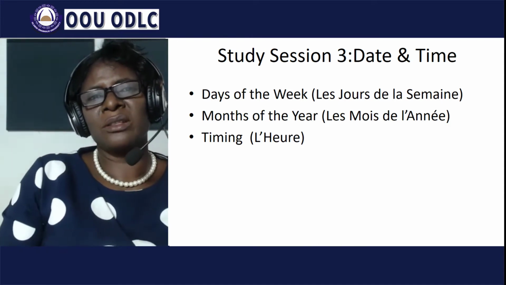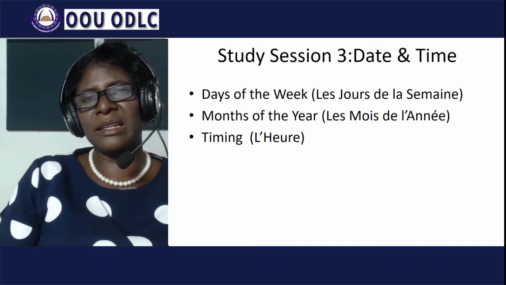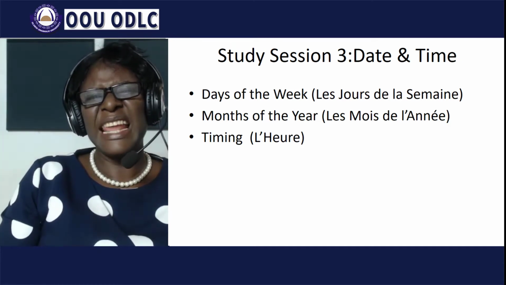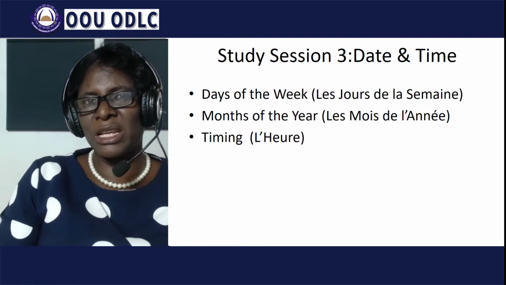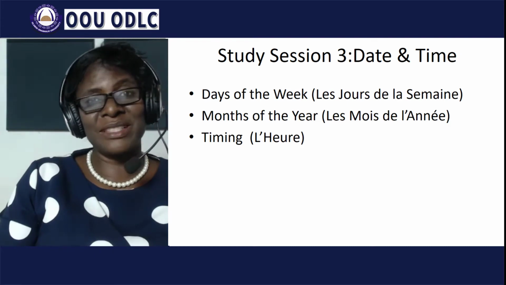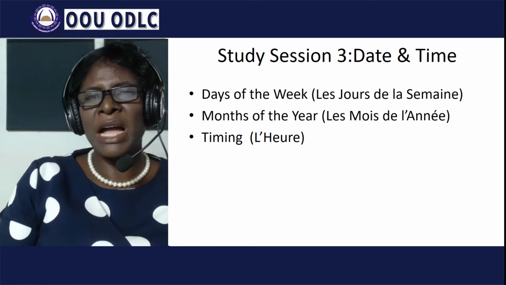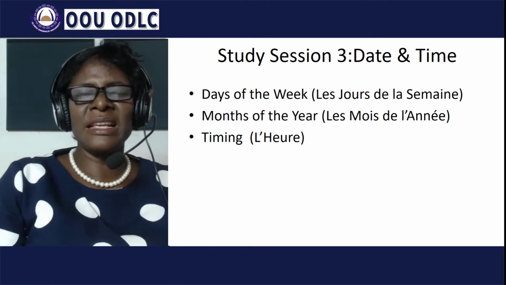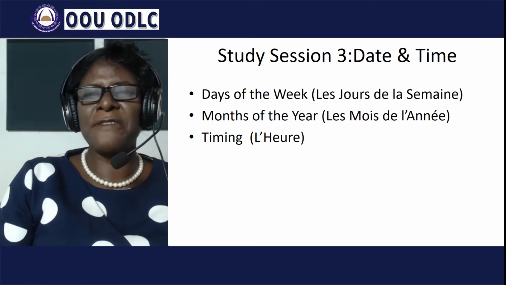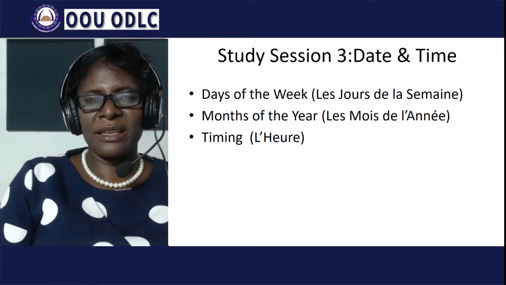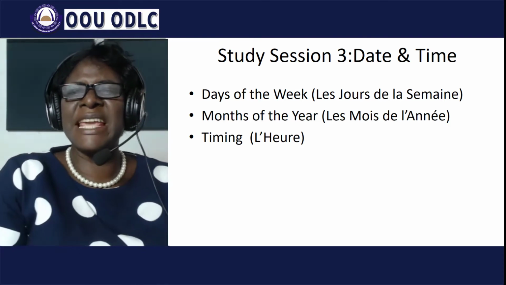Now, we move to the months of the year. Don't forget days of the week, les jours de la semaine. Months of the year, les mois de l'année. I said année means year. Année, anniversary. You see the accent aigu on the first E of the word année. Les mois de l'année. So January is janvier. February is février. March, mars. April is avril.